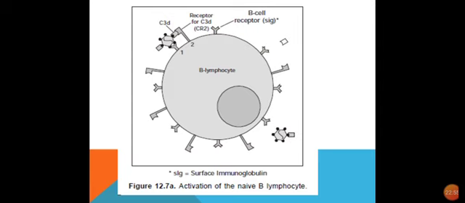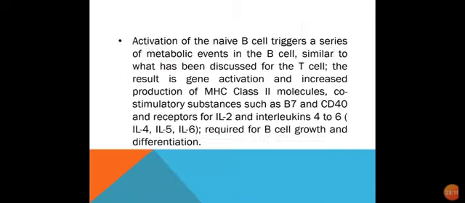Here we can see the activation of naive lymphocytes: signal 1 through the B cell receptor that recognizes the antigen, and signal 2 through C3 complement, C3d, that binds complement receptor 2. Activation of the naive B cell triggers a series of metabolic events in the B cell similar to what has been discussed for T cell.